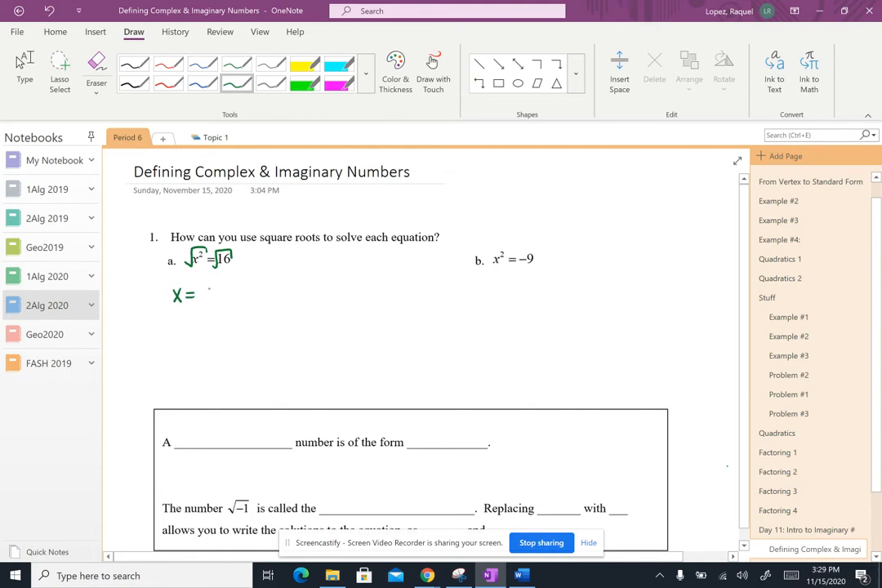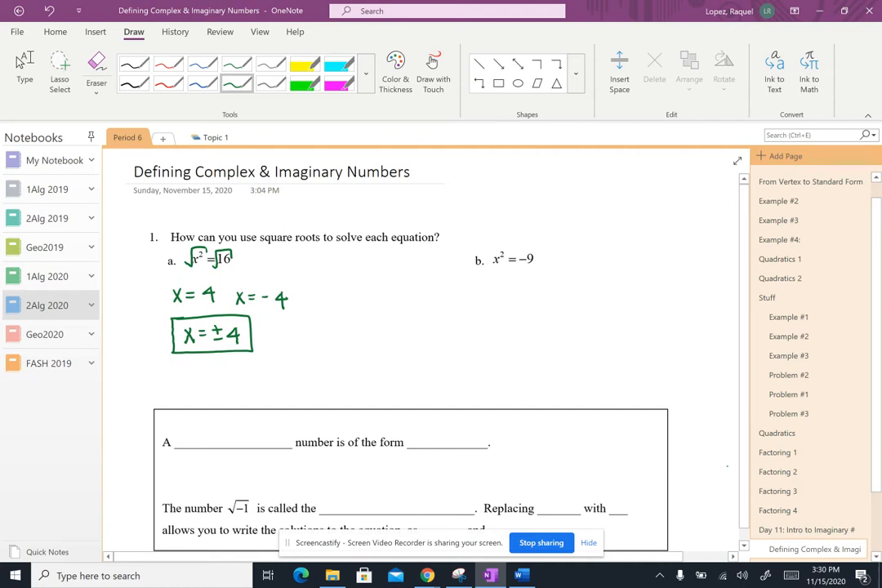So one of my solutions is going to be 4. The other solution is going to be negative 4. And we can refer back to video 1 here, and we see that this value here is positive. And so that means I'm going to have two solutions. So I can write that as x equals positive or negative 4.